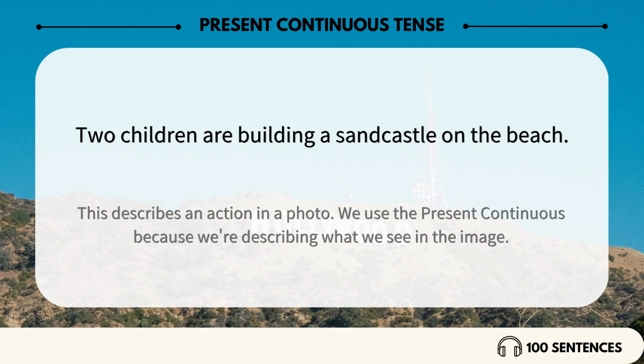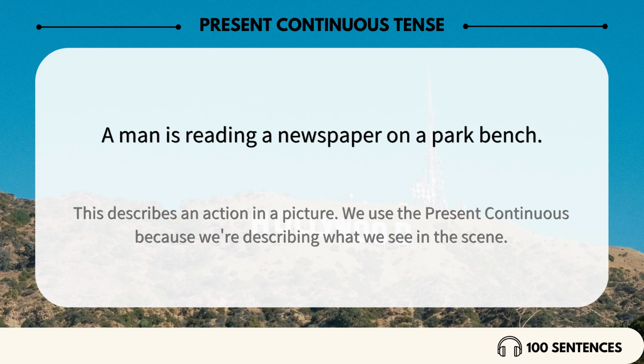Two children are building a sandcastle on the beach. This describes an action in a photo. We use the present continuous because we're describing what we see in the image. A man is reading a newspaper on a park bench. This describes an action in a picture. We use the present continuous because we're describing what we see in the scene.